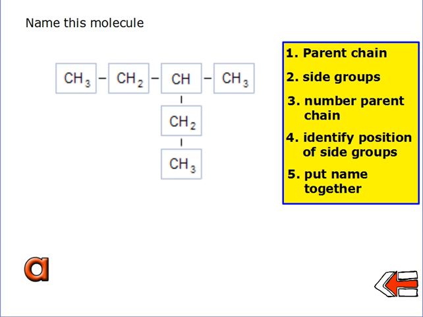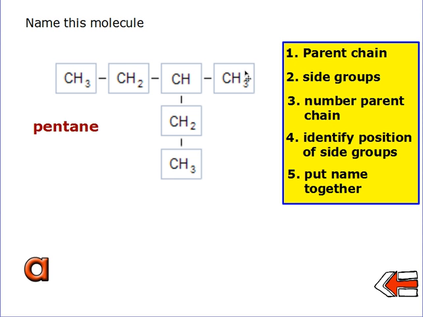Let's have a look at this structure. So first of all, the parent chain. What's the longest chain? We could just go across the top, 1, 2, 3, 4, or we could go 1, 2, 3, 4 around the corner, or 1, 2, 3, 4, 5. So you can see here the largest chain actually goes around the corner, but that's a continuous chain still, so that is 5 carbons long. Again, that's a pentane group.